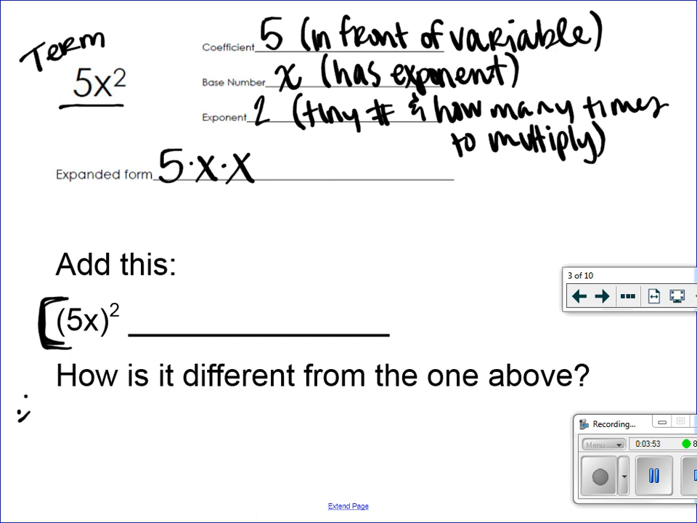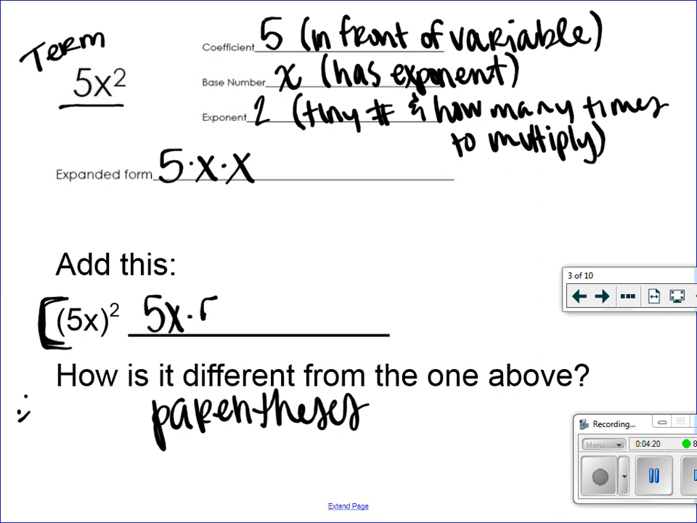How is it different from the term we had before? You're also squaring the 5. Okay, how do you know you're also squaring the 5? It has parentheses. If there are parentheses, it is changing what the exponent applies to. This is now saying that we have 5x times 5x. We write that whole thing that was inside the parentheses twice.